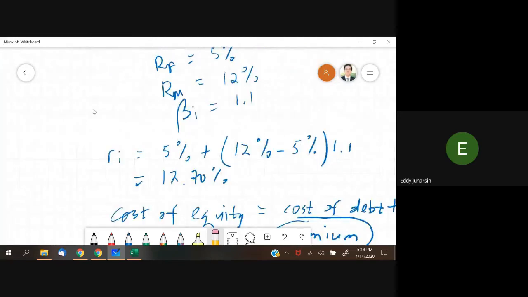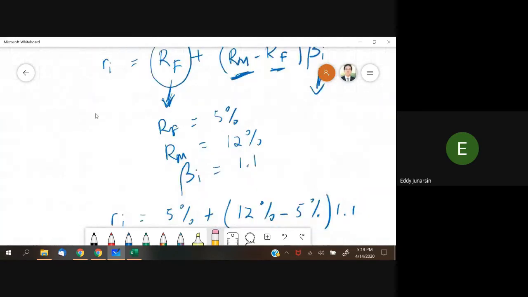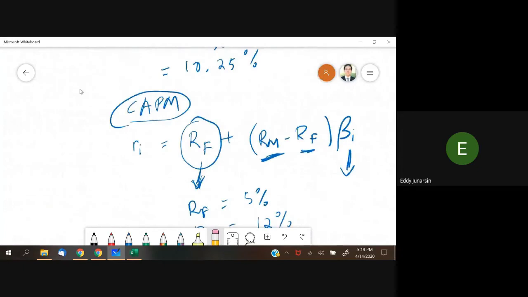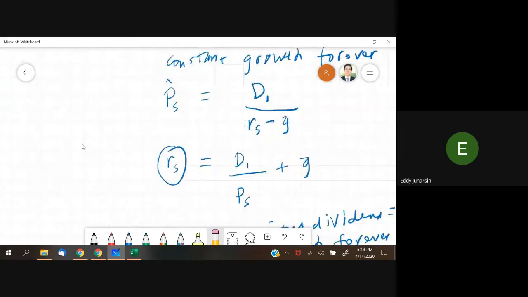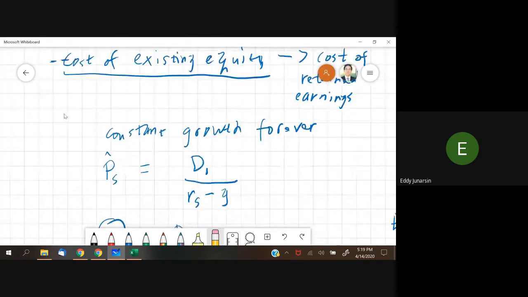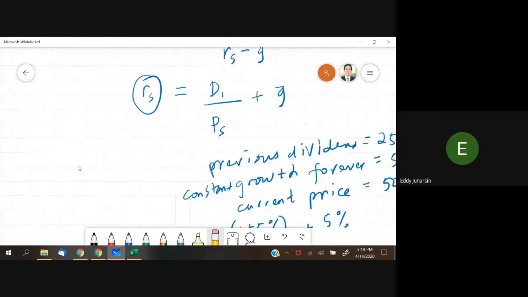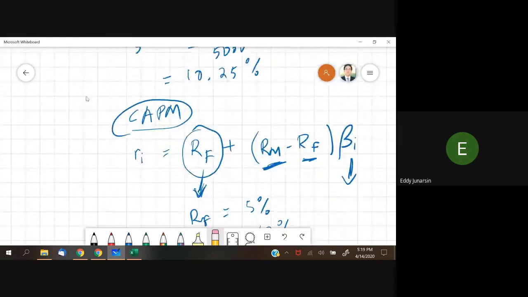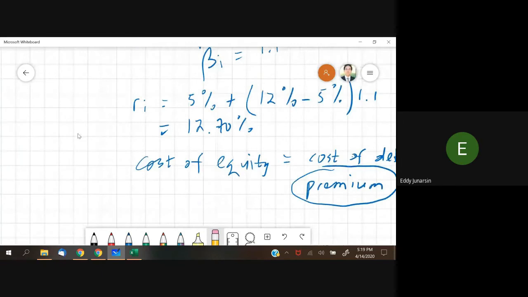Okay, so again, we have several methods here for the cost of common equity, but existing, or the cost of retained earnings. We can use the constant growth forever model. We can use the CAPM, right? Capital asset pricing model. We can use the lazy method, right? The cost of debt plus certain premium.